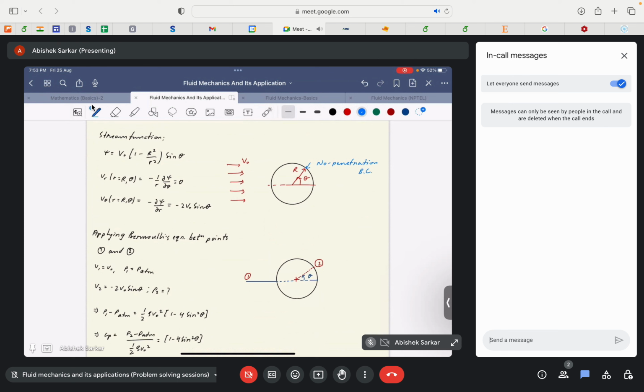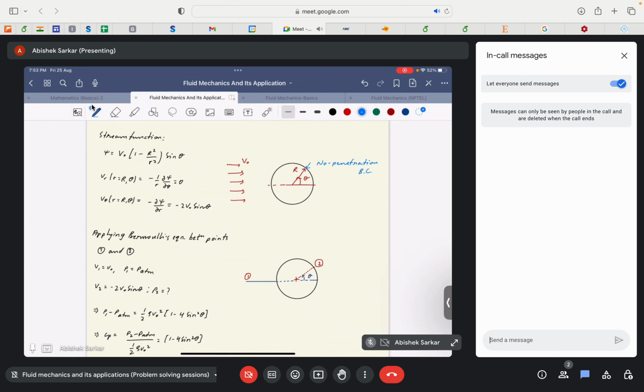So even if the flow is inviscid, the no penetration boundary condition still holds, because the fluid cannot enter the surface of the cylinder. But since the flow is inviscid, there is no point in considering the no slip boundary condition. So the no slip boundary condition is neglected in the case of inviscid flow.